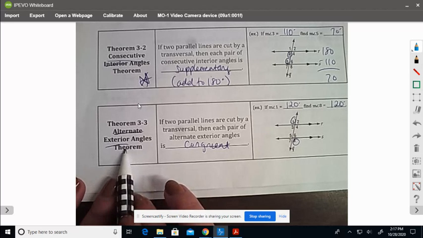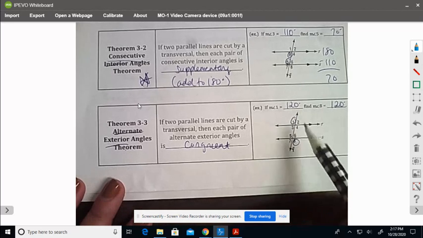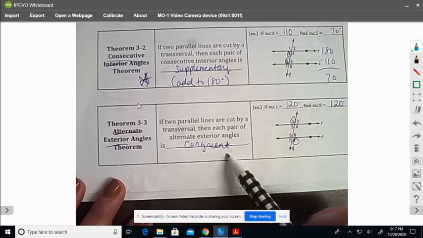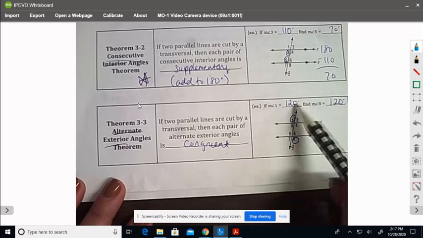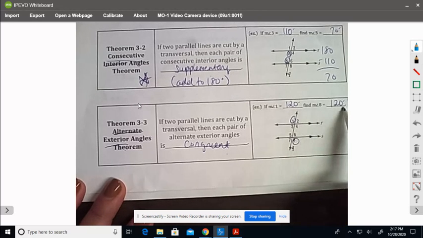Alternate exterior angles are on opposite sides of the transversal and they're exterior. Those are also congruent. So if I tell you angle 1 is 120, that means angle 8 is also 120.